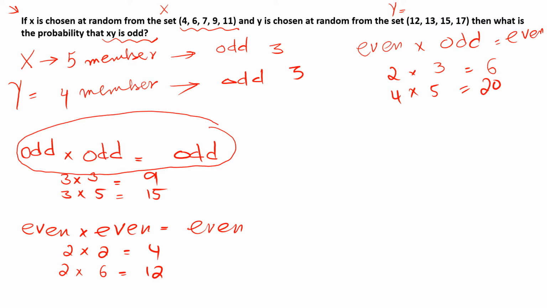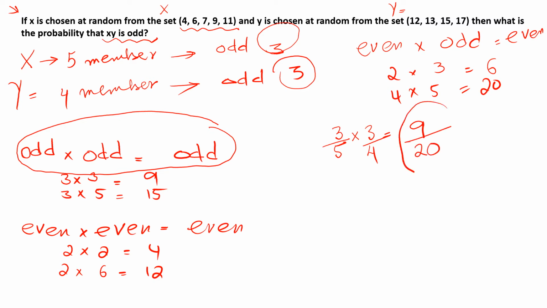Now read: what is the probability that XY is odd? So we have 3 odd numbers in X, and in Y also 3 odd numbers. So 3 times 3 you will get 9. Now the question comes, what is our total? Total outcomes will be 5, because in the X set we have 5 members, and in the Y set we have 4 members. So 5 times 4 will be 20. So the probability will be 9 over 20.